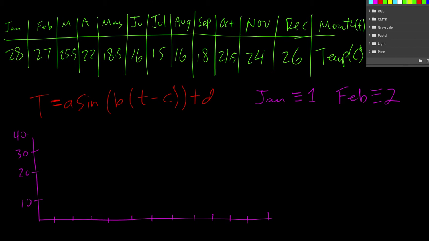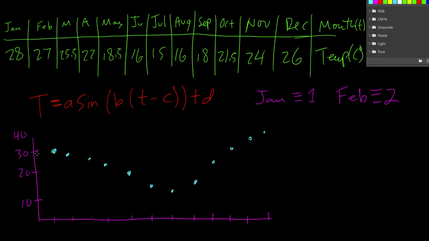Okay, so we just plot this data. At January, we were at 28. February, a tiny bit lower. March, a tiny bit lower. April, we're at about 22. May, we're under 20. June, we're even lower, and July even lower. And then August. And then September, it's almost symmetric. Should be.